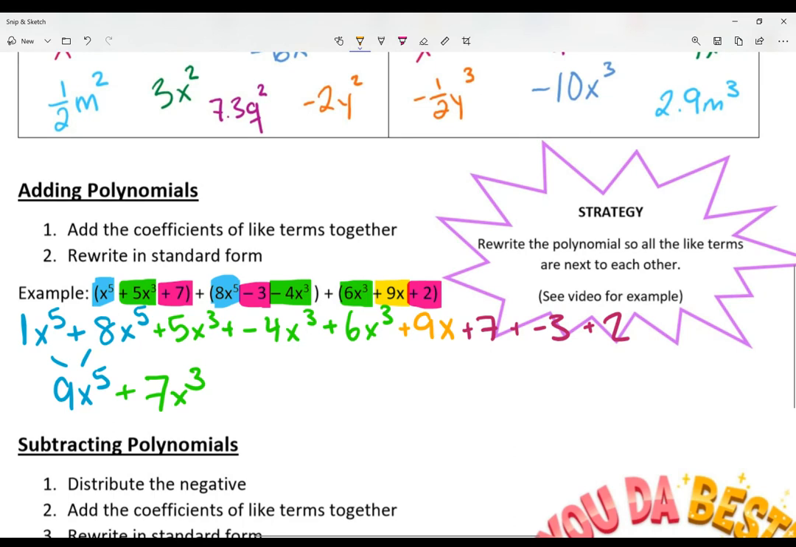Moving down to the linear term, there's nothing to add, so we just do plus 9x. And now we move down to the constant. 7 plus negative 3 is the same as 7 minus 3, which is 4, and then 4 plus 2 is 6. And this would be your final answer.